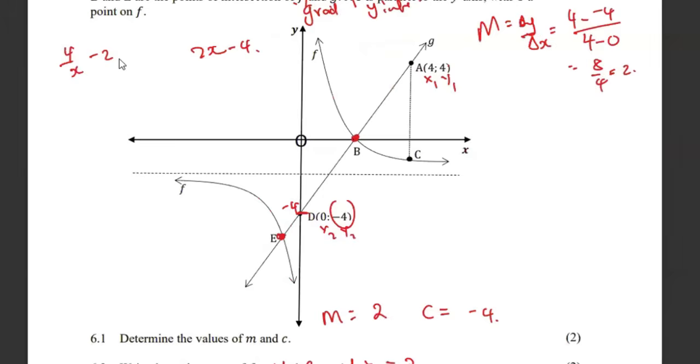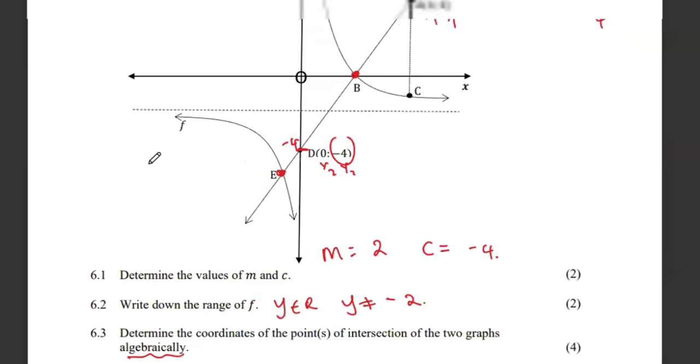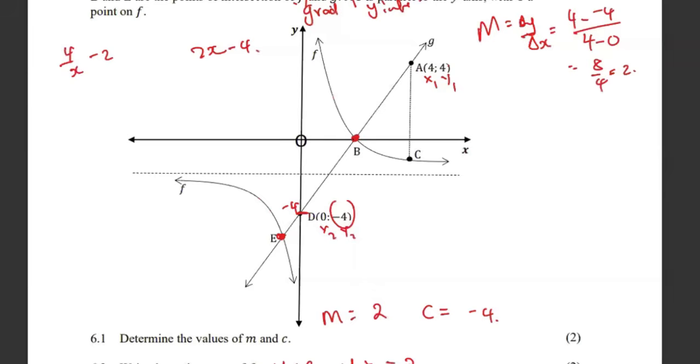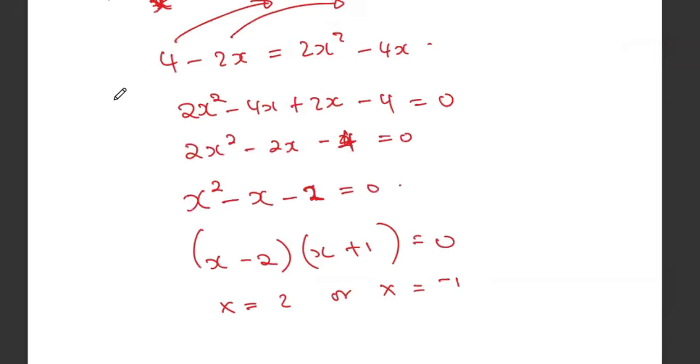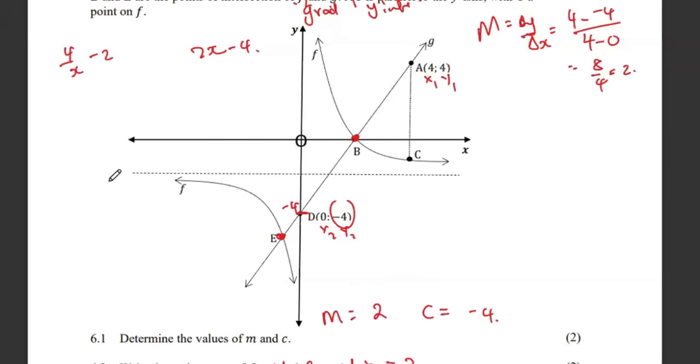Okay, what does the question want? They want the coordinates, the points, which means we need to find the y values as well. So I can substitute those into the equation of a straight line, which is 2x minus 4. So my y is going to be 2 times 2, which is 4. 4 minus 4 is 0. Or if x is negative 1, this is going to be negative 6. Okay, so that is what the question technically wanted.